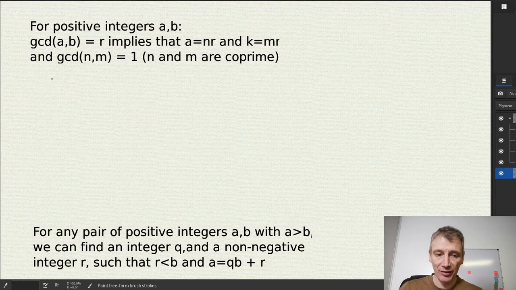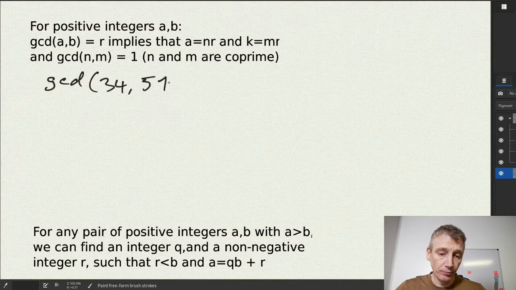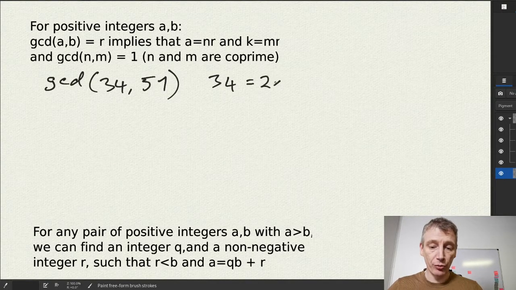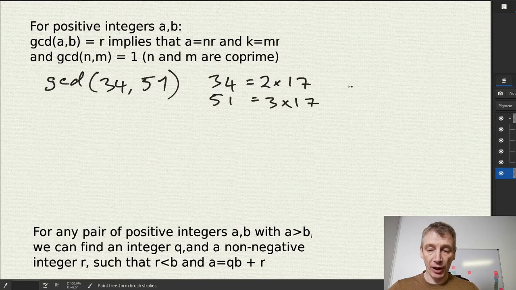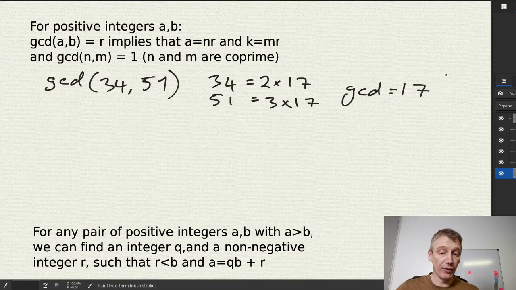So let's look at an example. The greatest common denominator of 34 and 51. Well, 34 is equal to 2 multiplied by 17. 51 is equal to 3 multiplied by 17. So the greatest common denominator is equal to 17, right? The largest common factor, very simply.